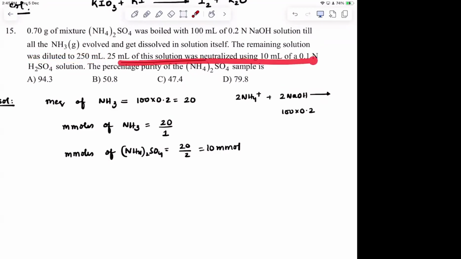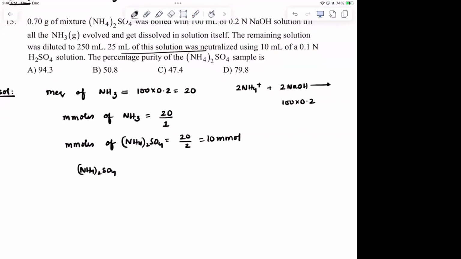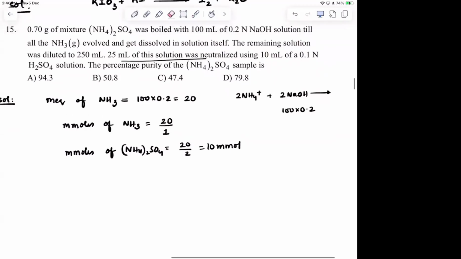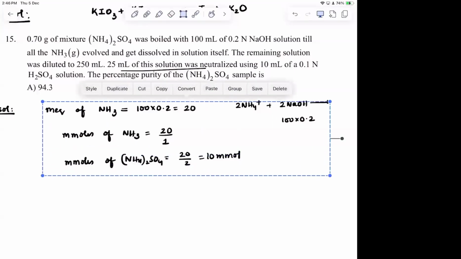So 25 ml of this was neutralized by 10 ml of this one. So let me write on that. 25 of H2SO4, 25 of ammonium sulfate, correct? No, sorry, my mistake. One second. Let me rewrite this.